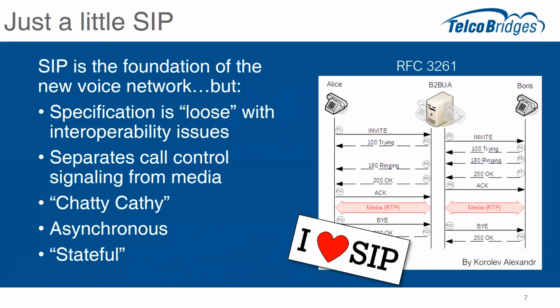But it's got a couple of issues, and one of them is the specification is pretty loose, with interoperability issues as a result. And what we mean by loose is there's a lot of mays and shoulds and those kinds of soft words in the specification. So that gave a lot of latitude to developers who built systems out of it. And these interoperability issues still to this day cause some problems in deploying communication networks that need to be resolved.